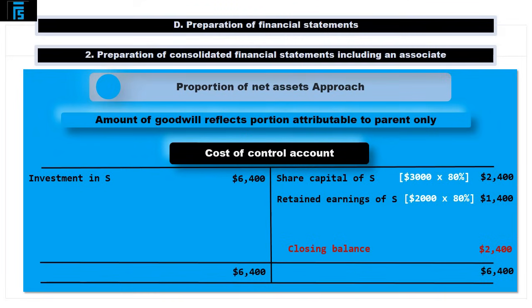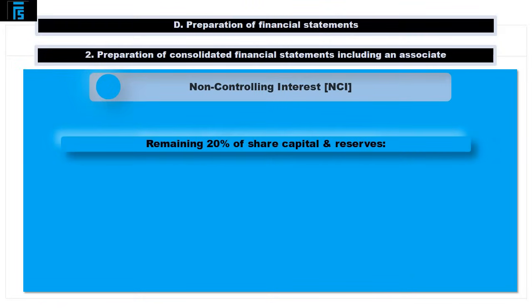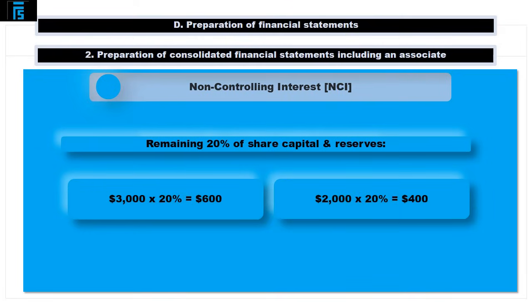You should appreciate that the account now holds the price paid by P to acquire 80% of S's share capital and P's share of the value of S's net assets at the date of acquisition. The debit balance of 2,400 is, just like before, referred to as goodwill and is recognized in the consolidated statement of financial position as an intangible asset. The remaining 20% of S's share capital and retained earnings as at the date of acquisition, so that 600 and 400 euro respectively, are transferred to a separate line within the consolidated equity section known as non-controlling interest.